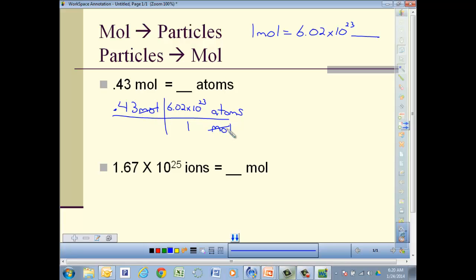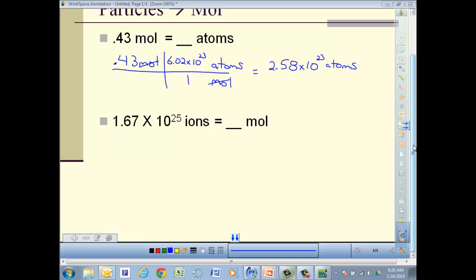What we get is moles canceling out. And when I take 0.43, remember we multiply on top, times 6.02 times 10 to the 23rd, I'm going to end up with an answer of 2.58 times 10 to the 23rd atoms. Let's look at the second one.